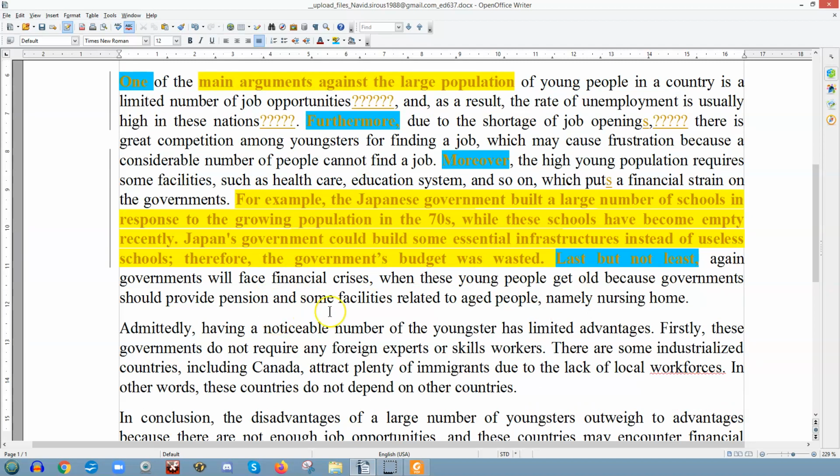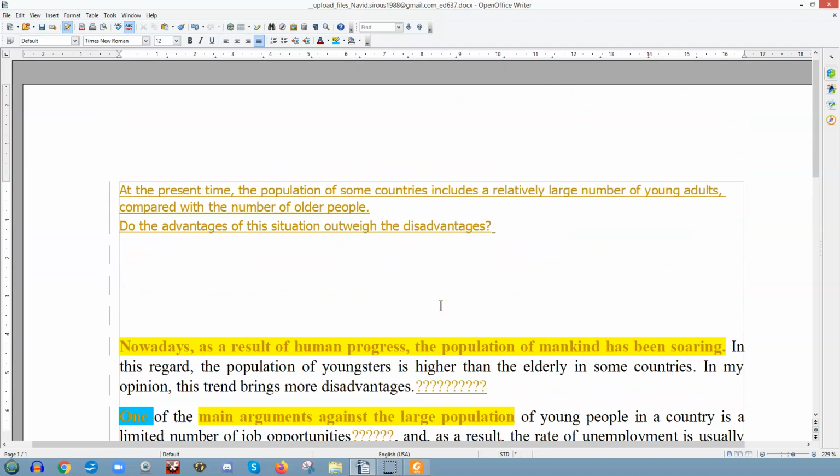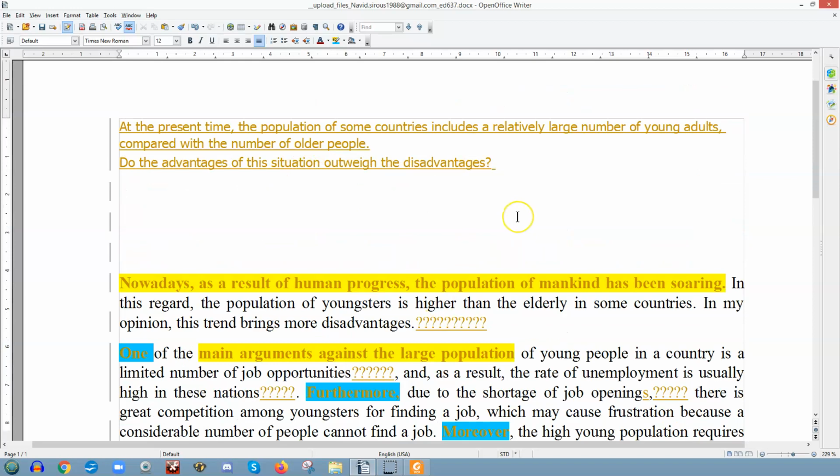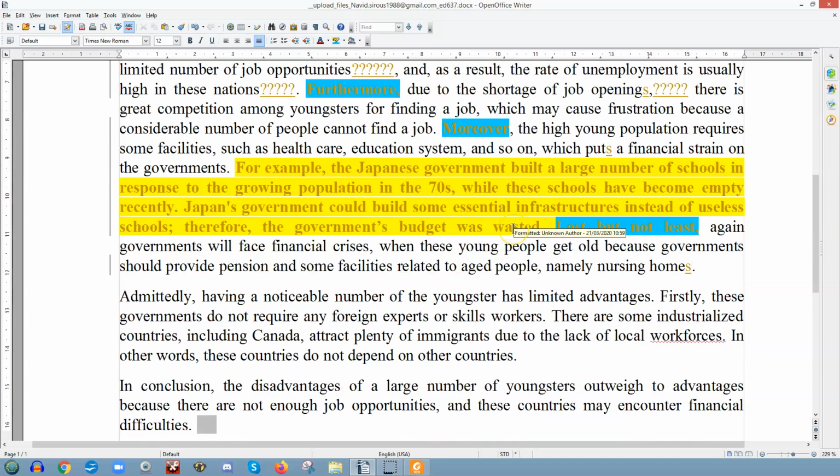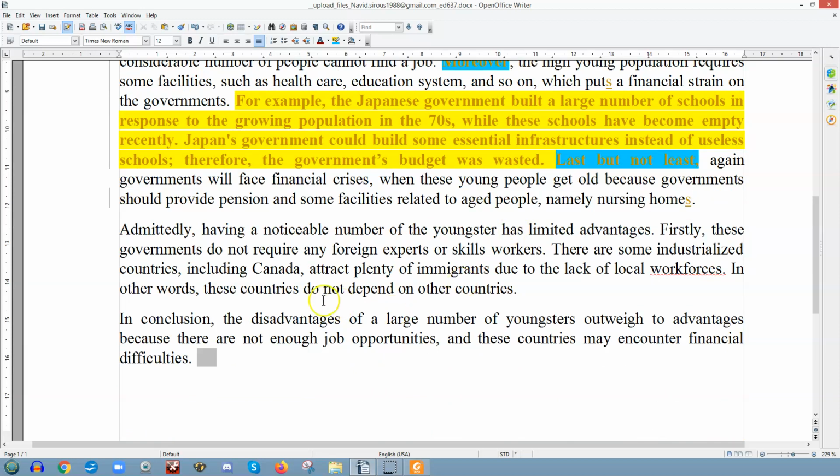"Again, governments will face financial crises when these young people get old, because government should provide pension and some facilities related to aged people, namely nursing homes." Well, again, what's that got to do with the advantages outweighing the disadvantages? I'm not really sure what this essay is talking about.